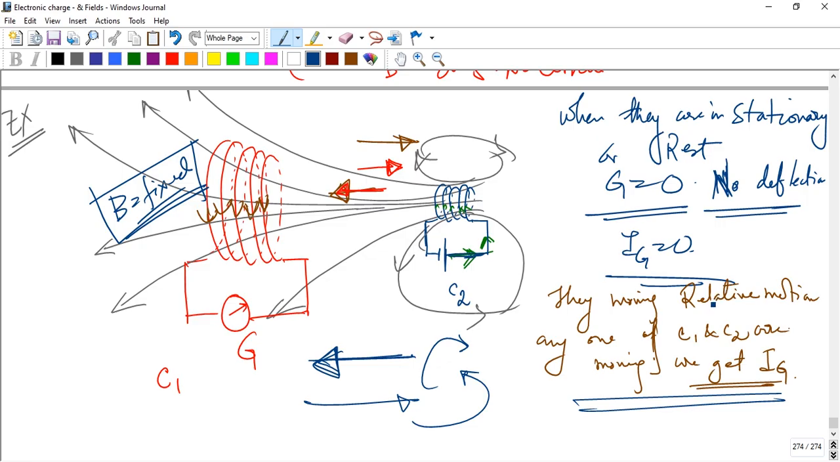If either of the two coils is in motion, the magnetic field varies. If both are at rest, the magnetic field is fixed, so there is no current. The magnetic field is varying when they are moving. That's why we get a galvanometer current, called an induced current. This whole process is called induction.